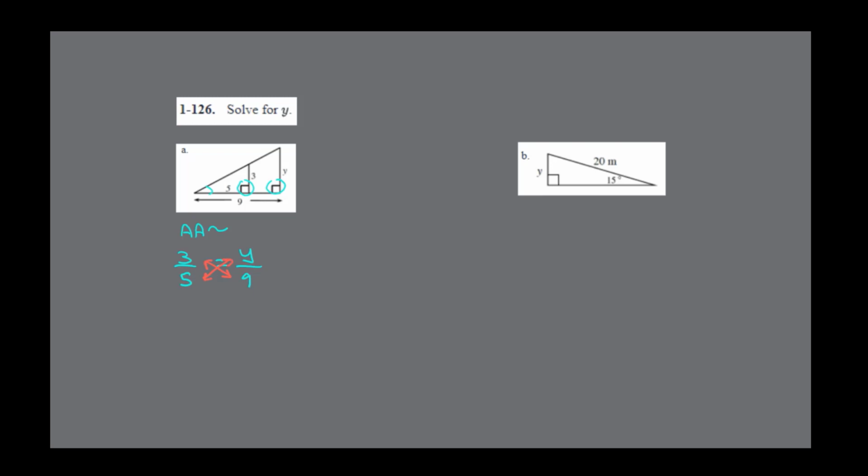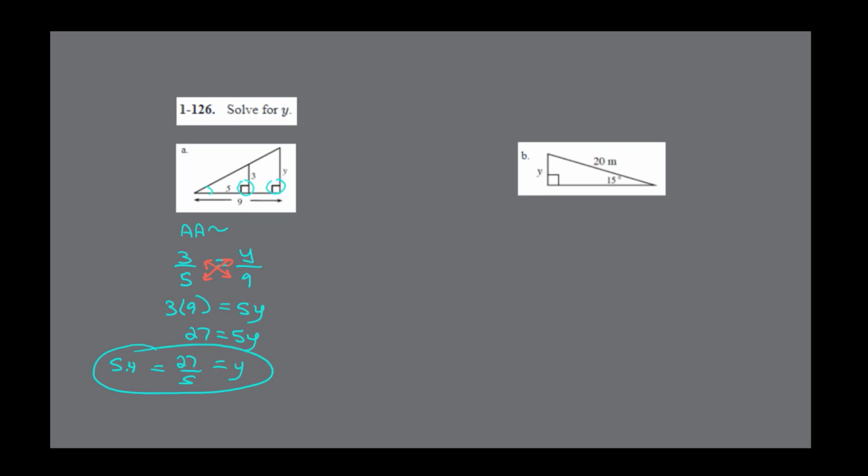So that means it's going to be 27, because it's 3 times 9 equals 5y. So that's 27 equals 5y. We divide by 5. So y is going to be 27 over 5, or it could equal 5.4 if you're taking it down to the nearest tenth. But that is how you do part A.